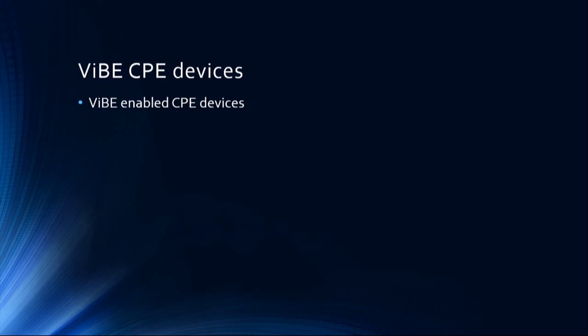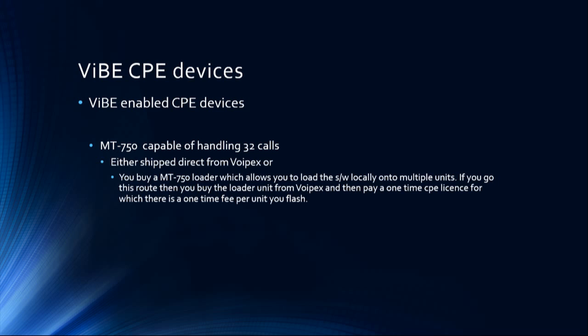For the CPE devices, there are a variety of ViBE-enabled CPE devices. The ones that are most frequently used in the gateway and termination markets are the following. The MT750, which can handle 32 calls, is in fact a MikroTik RB750, which has the operating system overwritten with ViBE OS. There are two ways of getting hold of a ViBE-enabled version of this. One is direct from VoIPEX ourselves, who would ship it to you with the license and the software preloaded. The second way is to buy an MT750 loader, which is a specific unit that allows you to load the ViBE software onto MikroTiks that you source locally. If you go down this route, and when you buy the loader unit from VoIPEX, you will need to pay a one-time only CPE license fee for each unit that you flash.